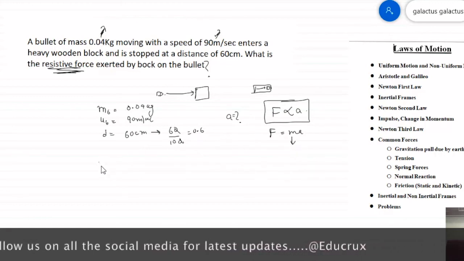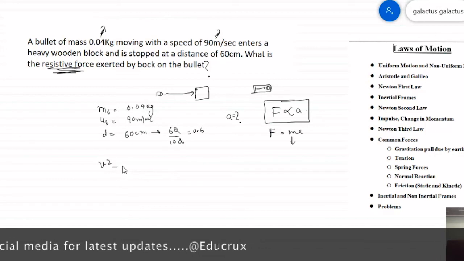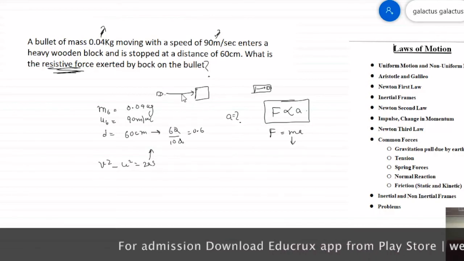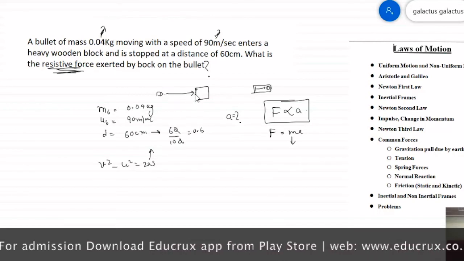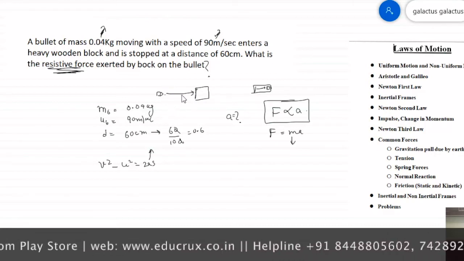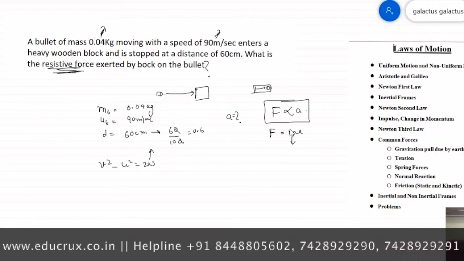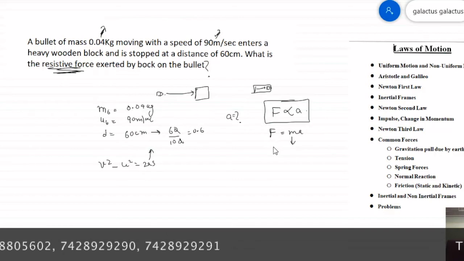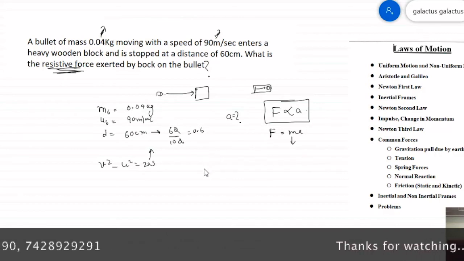So by applying the kinematic rule, v square minus u square is equal to 2as, we can calculate the acceleration of the bullet within the block. Before entering the block, the bullet was traveling at a constant speed of 90 meters per second, but in the block, a resistive force acts on this bullet and will compel it to come to rest.